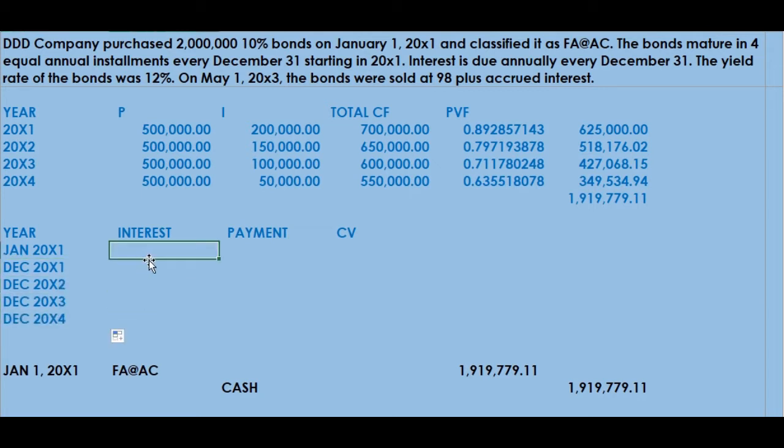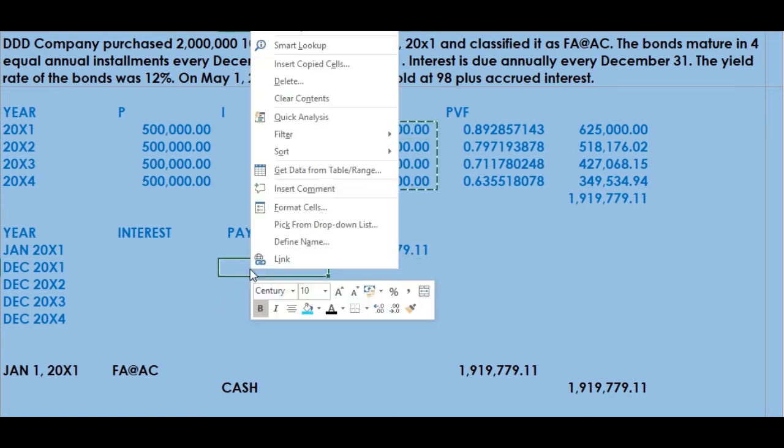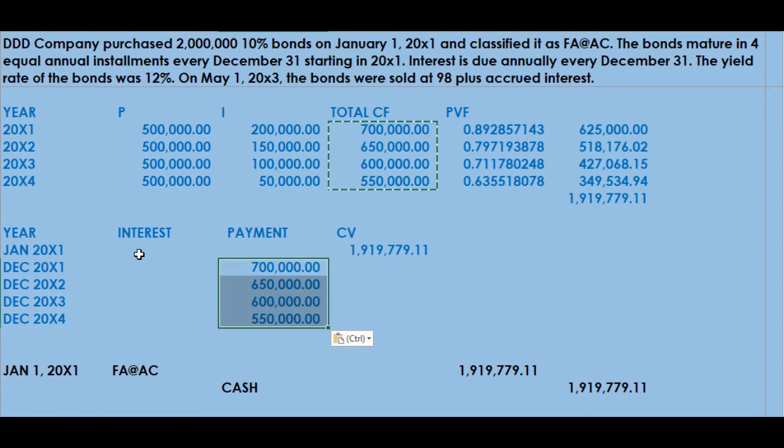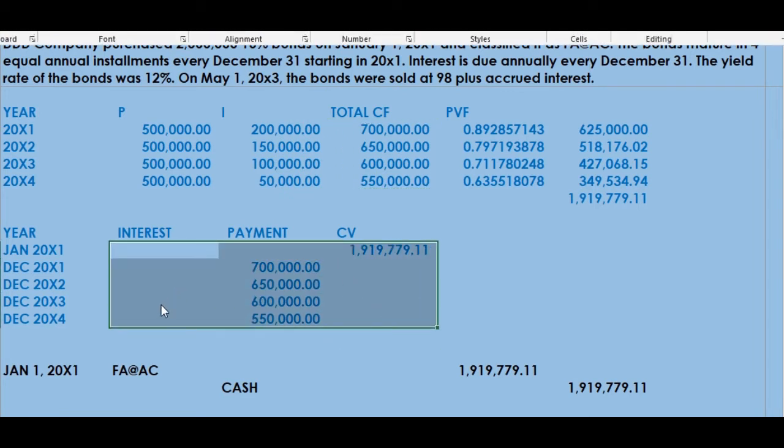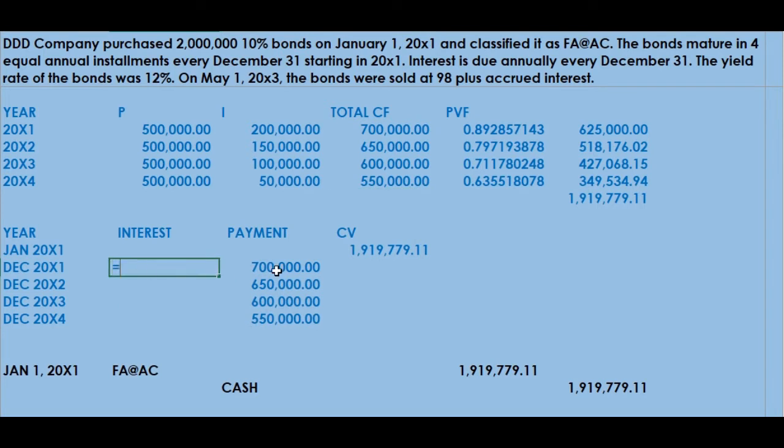Okay, so yung interest natin dito, depende pa yan kasi magko-compute pa lang tayo, pero yung carrying value natin will be this one. And yung payment natin will be yung total cash flows na na-compute natin doon. Okay, so ayusin na lang natin muna yung format para sure. Okay. So ang interest natin ngayon will be based on the carrying value multiplied by the 12% interest.